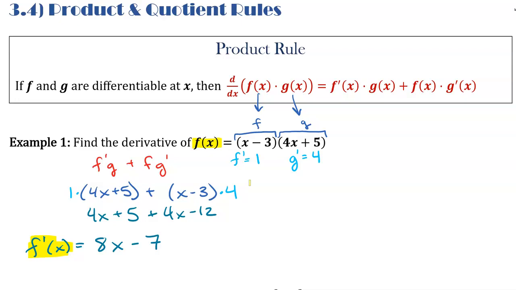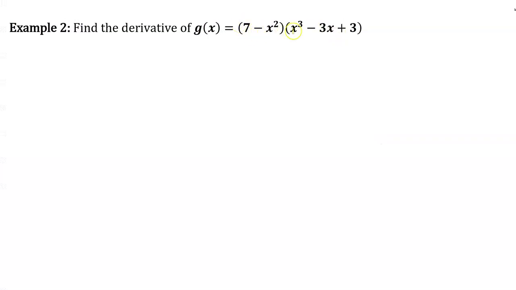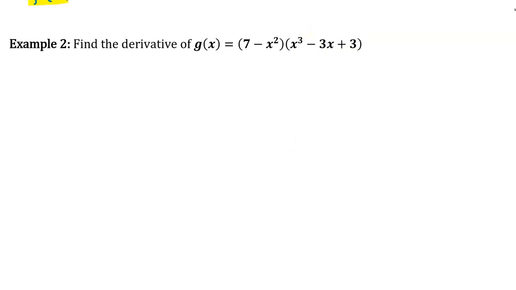Okay, so let's do this again. So we want to find the derivative of two things being multiplied. So when we have two things being multiplied, we can use our product rule. So I'm going to call this front part f and this back part g. So f prime would be negative 2x using our power rule. The power comes out front and then you go down a power. And g prime would be 3x squared minus 3.